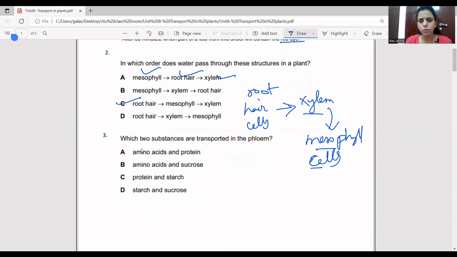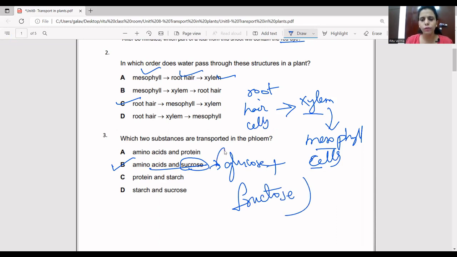Question number 3 is, which 2 substances are transported in the phloem? And the correct answer is amino acids and sucrose. Sucrose is a sugar. It's actually a disaccharide made by the combination of glucose and fructose. In the process of photosynthesis, plants prepare glucose, but as glucose is highly reactive and highly soluble in water, plants cannot transport glucose from leaf to different parts of the plant. Because this transportation or translocation is done by phloem tissue, sieve tubes, or sieve tube elements.